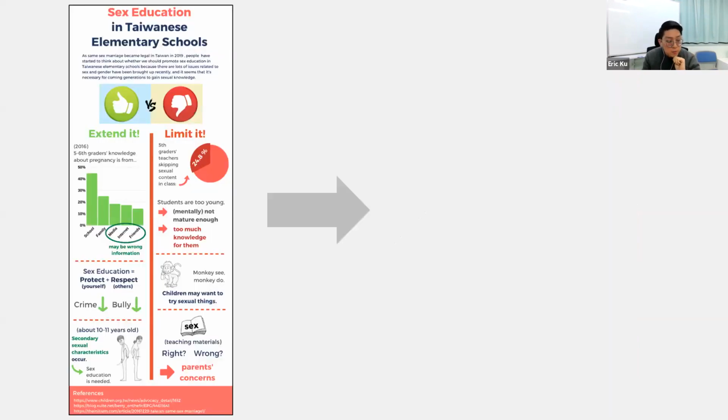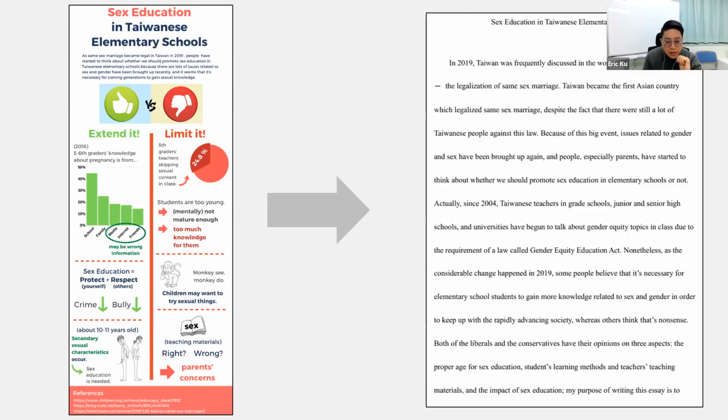Now, the third assignment, the compare and contrast, was supposed to be about two perspectives on a social issue. This student chose sex education in Taiwanese elementary schools, with the pro and con arguments, and then converted this into a paper.